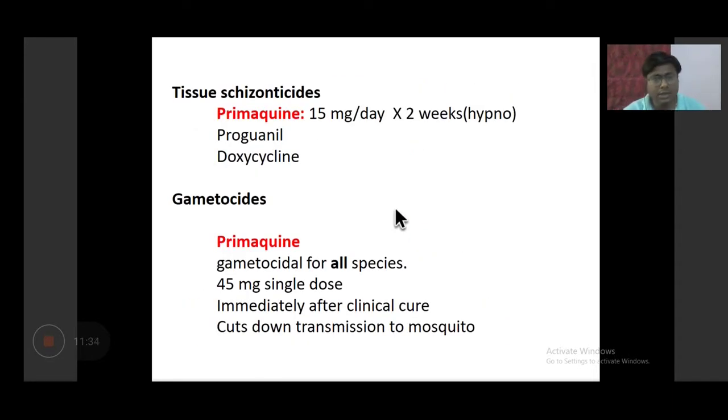Then now there is a proper classification. So the classification you just saw is on the basis of their chemical group, but now it is on the basis of what stage of the life cycle of the parasite they are targeting.